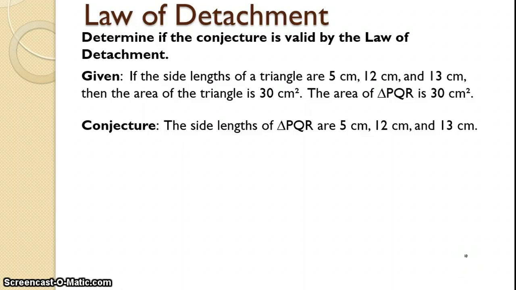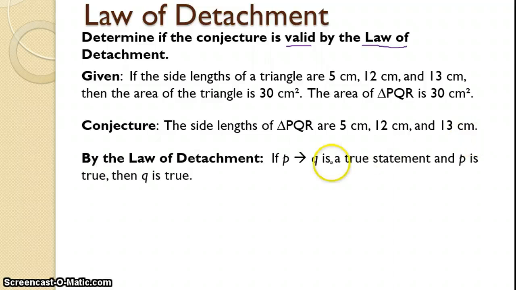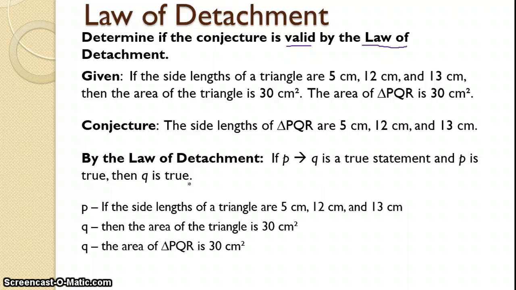So let's take a look. Let's try to apply these as we go through our video. Let's try to use the law of detachment and determine if this is a valid conjecture. Given, if the side lengths of a triangle are 5, 12, and 13, then the area of the triangle is 30 centimeters squared. The area of triangle PQR is 30 centimeters squared. Here's the conjecture. The side lengths of triangle PQR are 5, 12, and 13. By the law of detachment, we have if P then Q is a true statement and P is true, then Q is true.